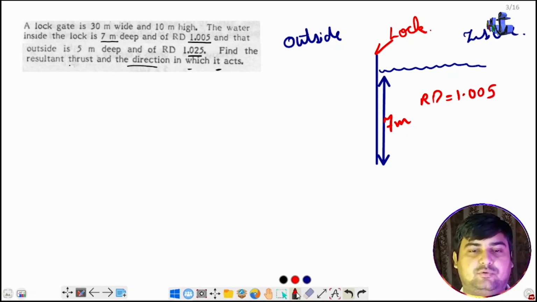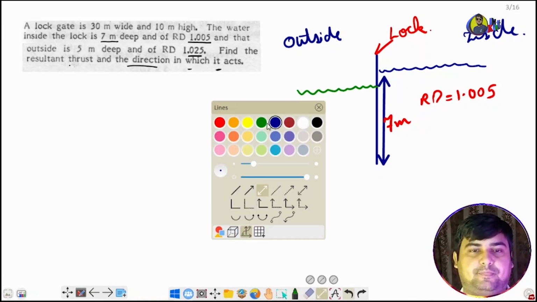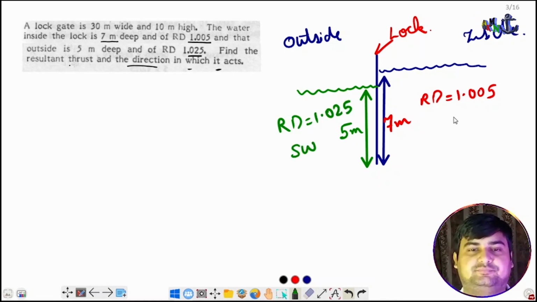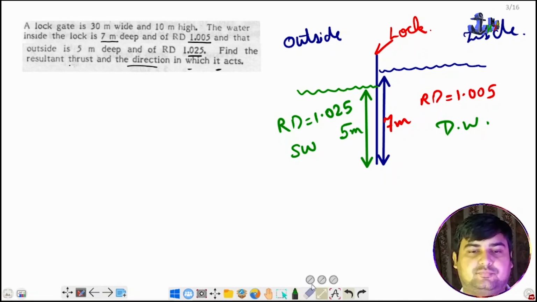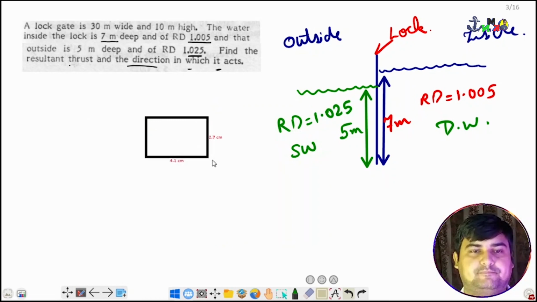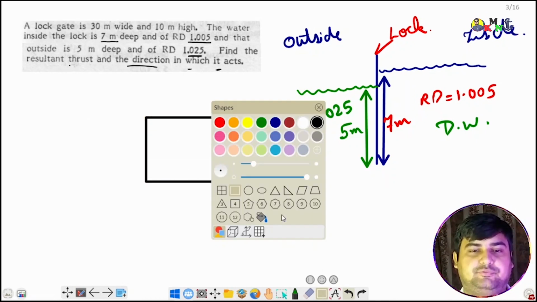Now outside. So we'll draw outside. Outside is 5 meters deep. So this is outside, outside is 5 meters deep. This is 5 meters and RD is 1.025. So 1.025 means this is seawater, and this is maybe dock water. And the dimension of the lock gate is also given, that is 30 meters wide and 10 meters high. So we will draw the lock gate also. A rectangular lock gate we will draw, and we will mark it.